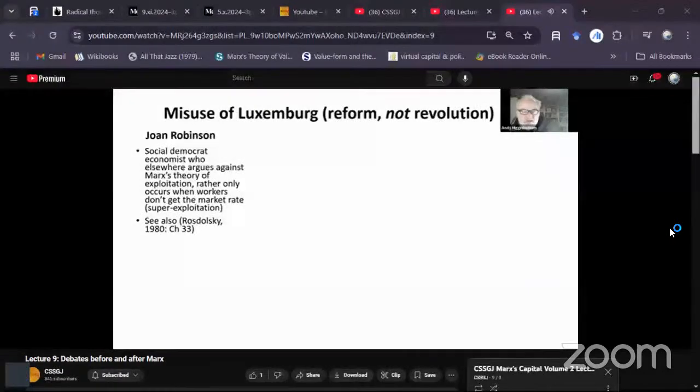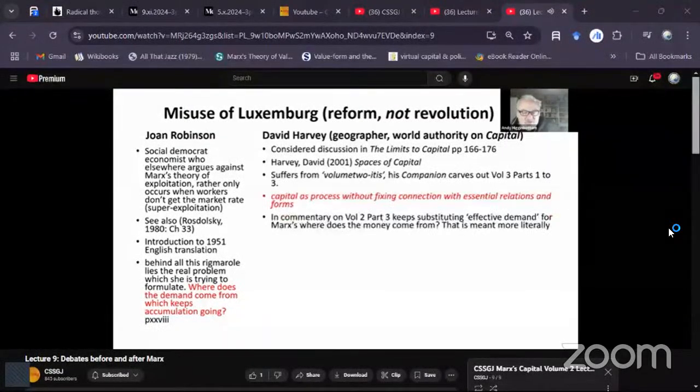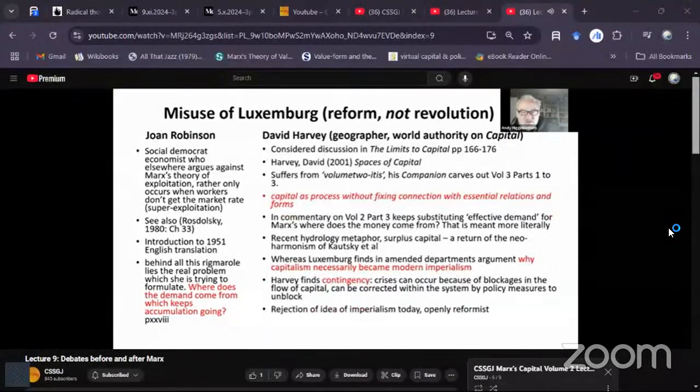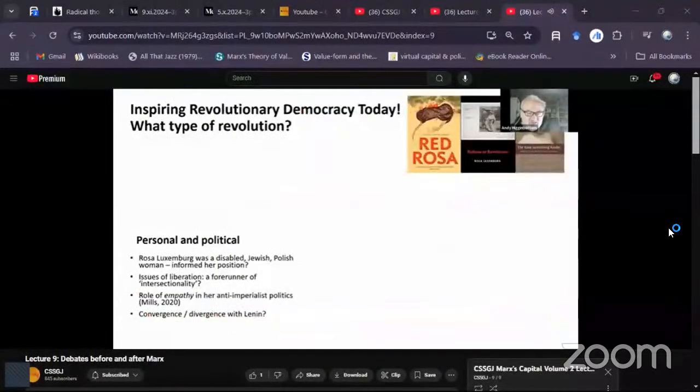Luxemburg was misused by Social Democrat Joan Robinson. In my view, she's also misused by David Harvey. She was for revolution, not reform, whereas overtly Joan Robinson, and slightly more covertly David Harvey, is for reform. Well, he's been quite open in the last couple of years: reform, not revolution. But the point about it is contingency. Imperialism is a policy. It doesn't necessarily flow from the essence of the capitalist mode of production itself.